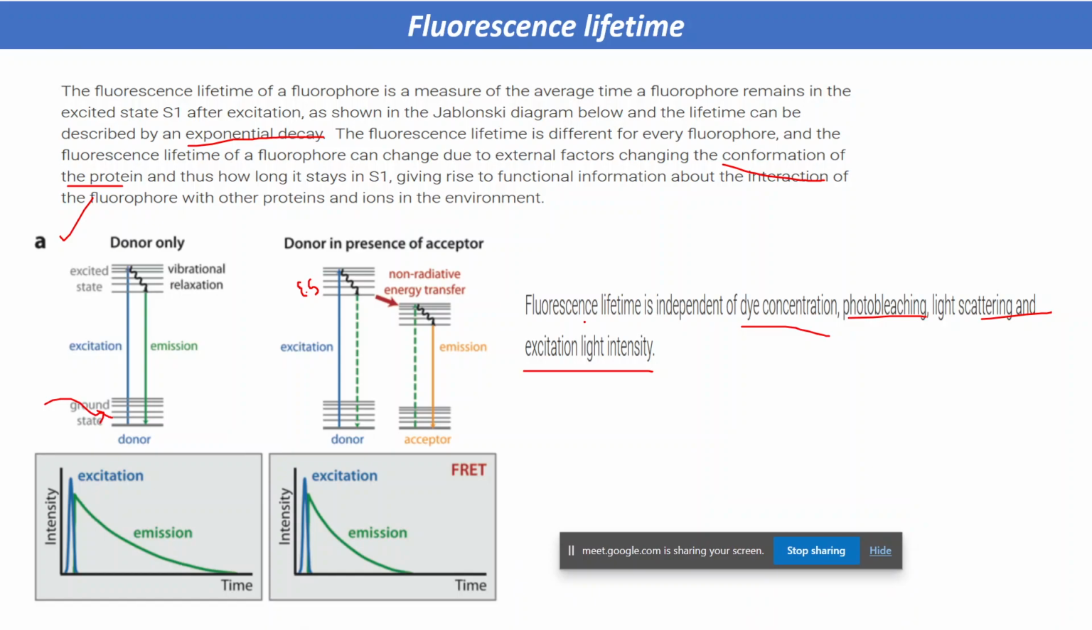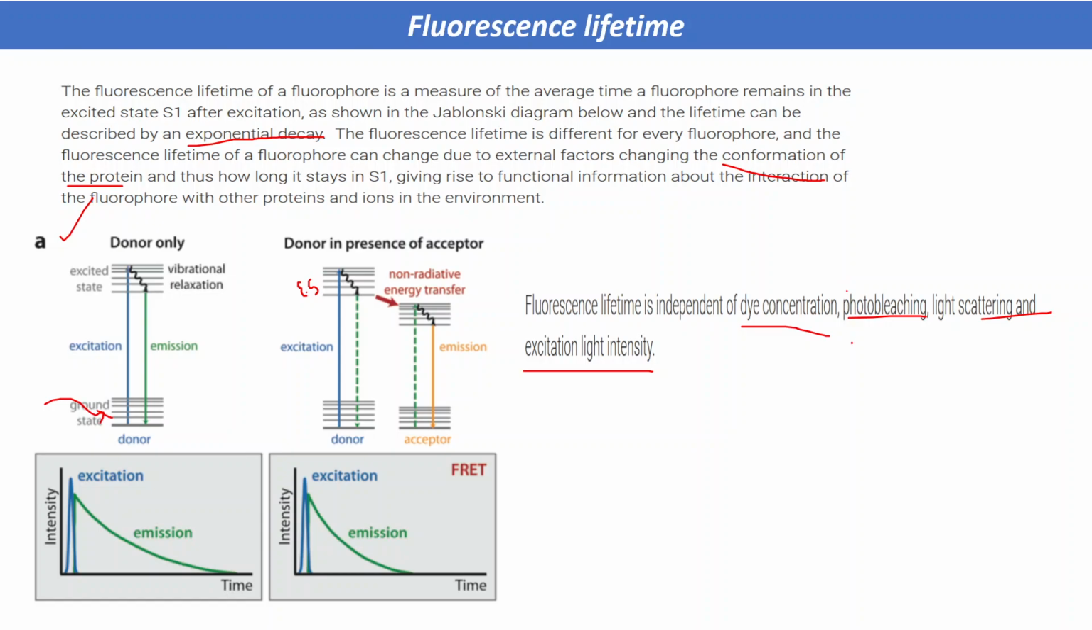So just remember that the fluorescence lifetime is independent of the concentration, photobleaching, light scattering and the excitation light intensity. So here, what do you mean by photobleaching? This term photobleaching, what does it mean? Anyone?